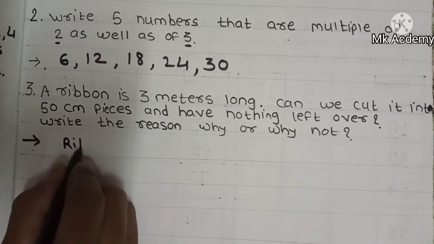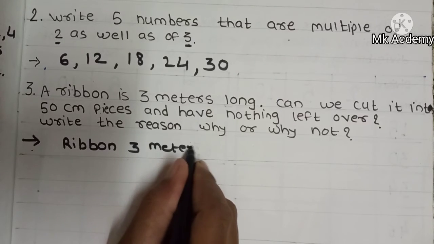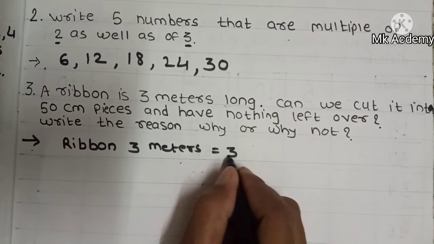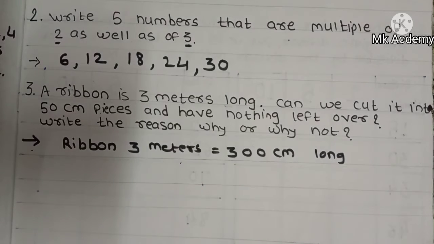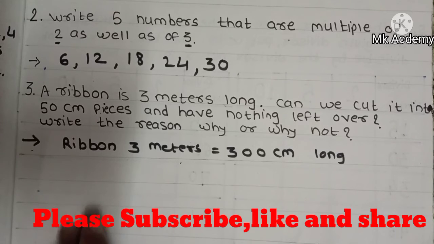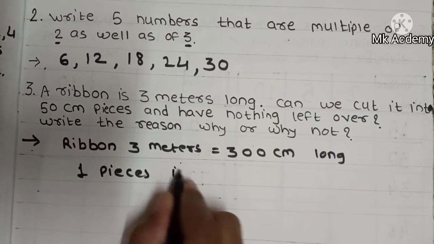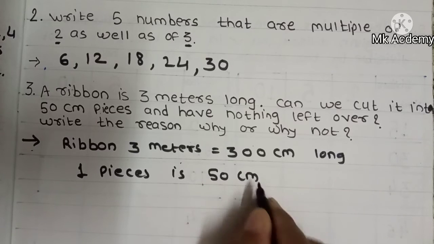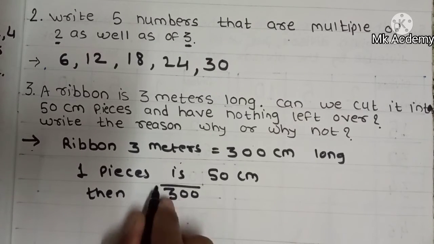Ribbon, 3 meters means 300 centimeters long. Okay. Now we cut it into 50 centimeter pieces and have nothing left over. Now one piece is 50 centimeters. Then 300 divided by 50.